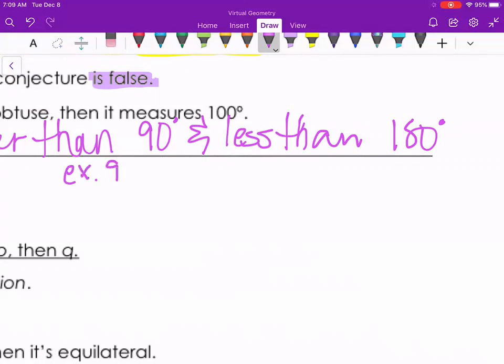We could have an angle that is 95. We could have one that's 101, 179. Any number that is bigger than 90 but less than 180 is considered obtuse. So again, that's what makes the 95, 101, 179 counterexamples, because they prove that sentence wrong. Not every obtuse angle is going to be 100 degrees.